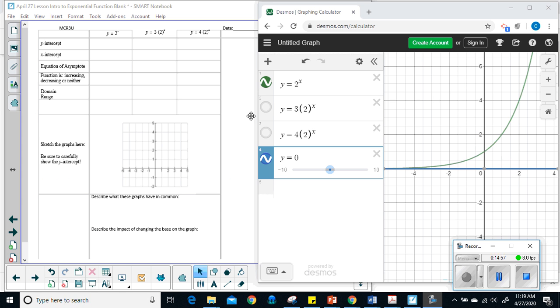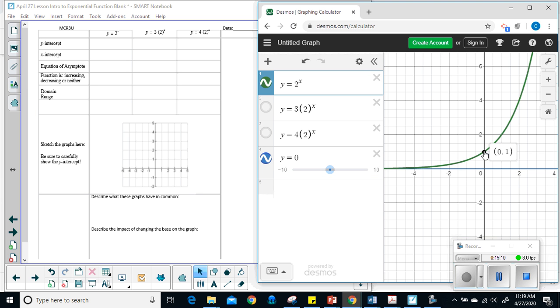All right, so let's check out this last change. What happens if I stick a number in front of the base? So I'm not changing the base, I'm just changing the number in front of the base. So I've got 2 to the x here just for my comparison. So I have my y-intercept 0, 1. Okay, no problem. If I put a 3 in front of that, so 3 times 2 to the x, oh, interesting.